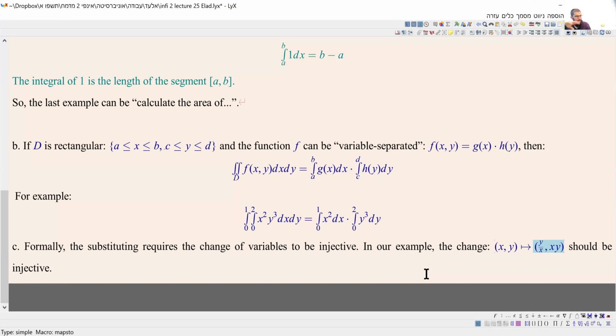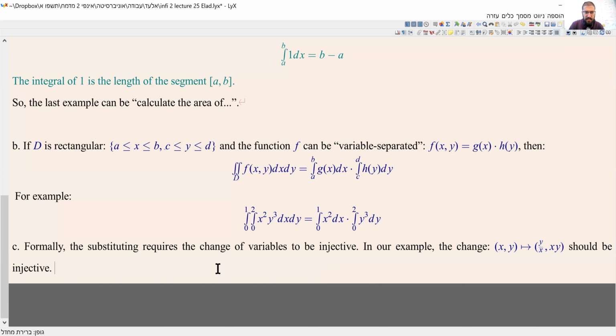Now, I'm not going to write down this theorem. Just, as a note, know that the function of variable change should be injective. Don't be afraid. When it comes to the final exam, when you encounter such a question, I don't want you to explain why the change is injective. But just know that formally, it should be injective. And moreover, let's see my last note.